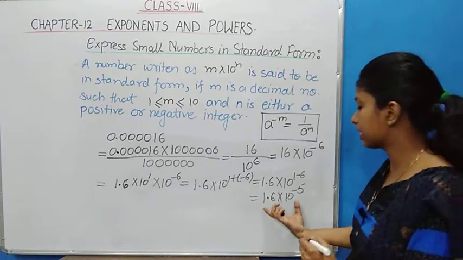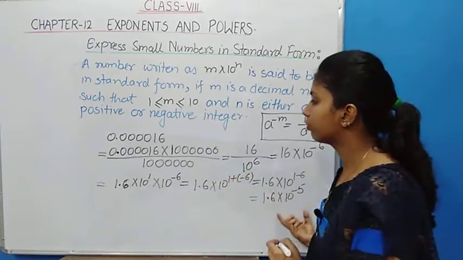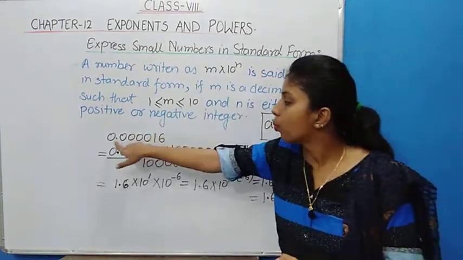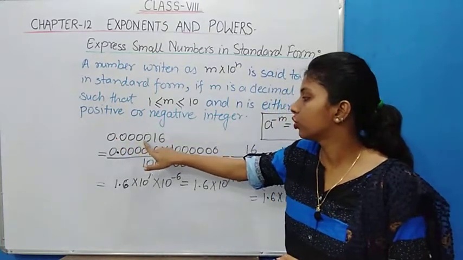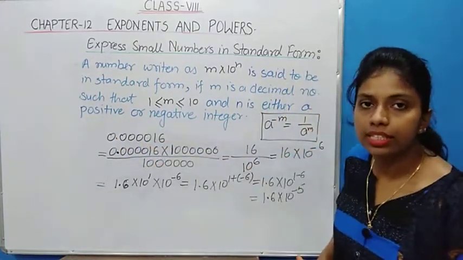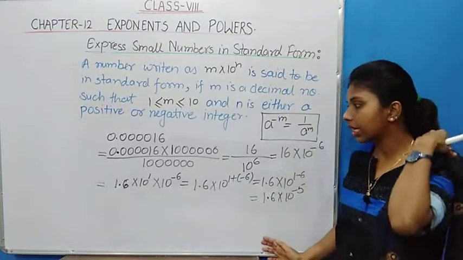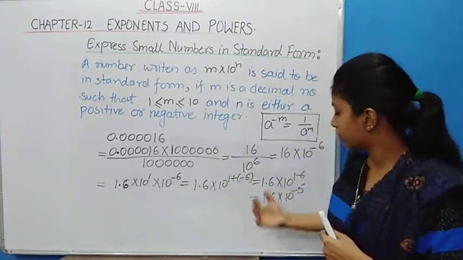So this is the standard form or scientific notation for the number 0.000016. So this is the proper step to convert any small number into standard form.